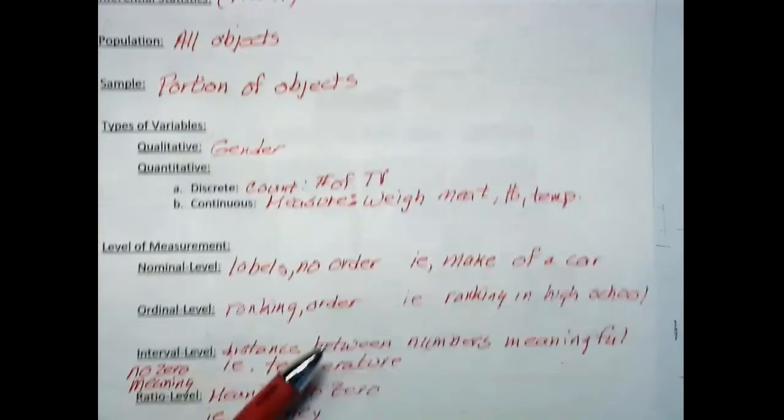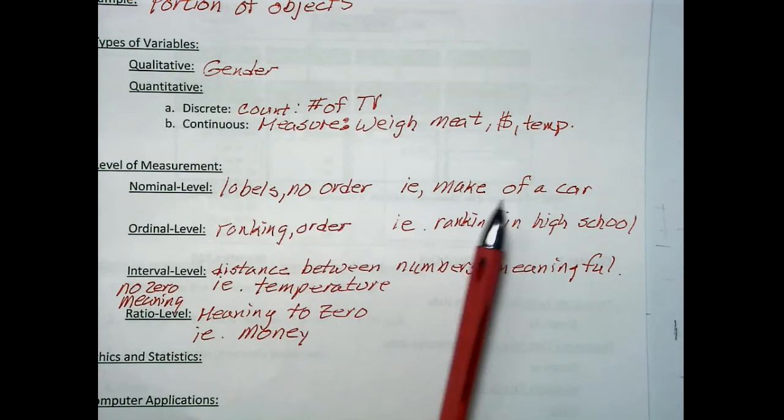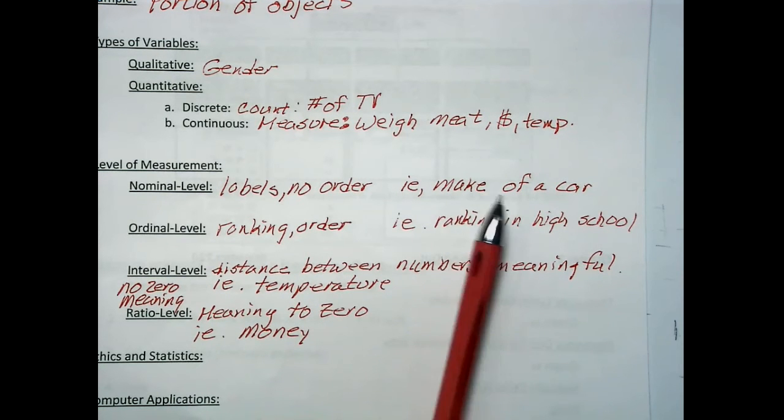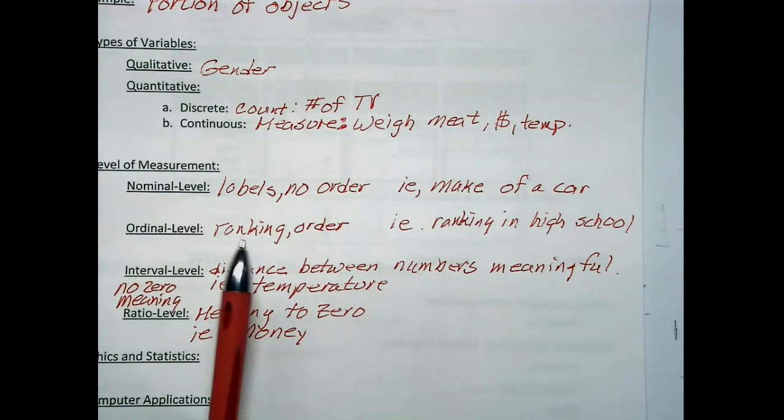These 4 levels of measurement you should be familiar with. I ask maybe one question on the test on them, but depending on the level of measurement, we can do different statistic techniques. So nominal level, it's just a label. There's no order. For example, a make of a car, Honda, Toyota, Ford, or GM. It doesn't matter which one I order first.